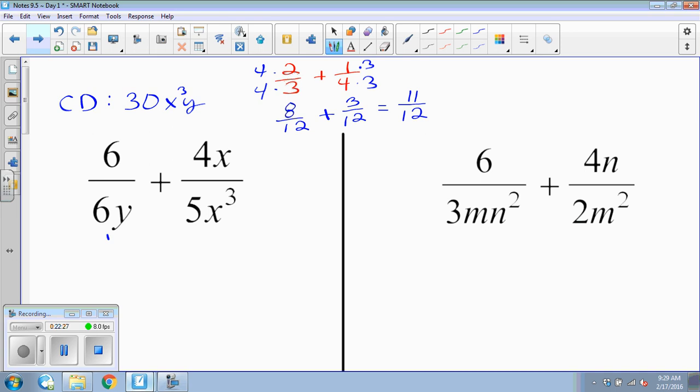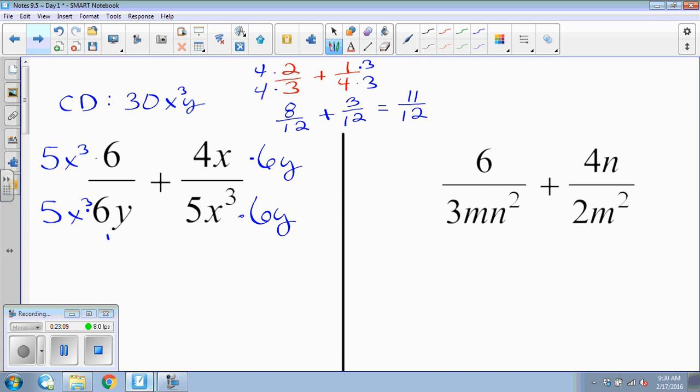And so what I'll do is I'll multiply this by 5. And what else did I need? x to the third. Now, once I multiply this, it's going to be 30x to the third y, right? But if I multiply the bottom by 5x to the third, I have to multiply the top by 5x to the third. Okay? And so now let's force this one to be 30x to the third y. So I have to multiply it by 6y. Now that'll be 30x to the third y, right? But if I multiply the bottom by 6y, gotta do it to the top.